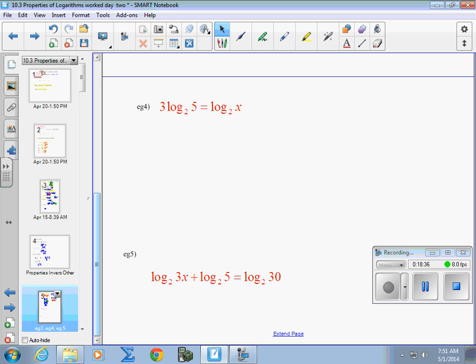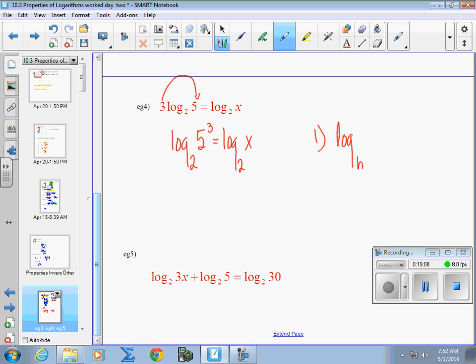On the next problem, I have 3 times log base 2 of 5 is equal to log base 2 of x. Once again, you need to rewrite this as a single logarithm. So I'm moving the exponent back up. I have log base 2 of 5 cubed is equal to log base 2 of x. The property I use to do that is the power property, but let's just write it out. Log base b of m raised to the r is equal to r times log base b of m.